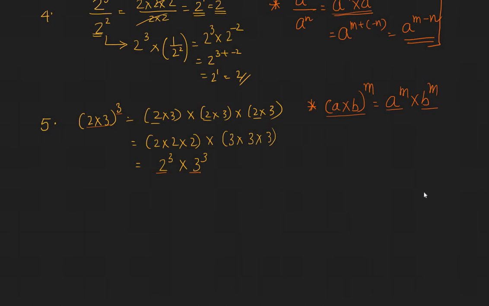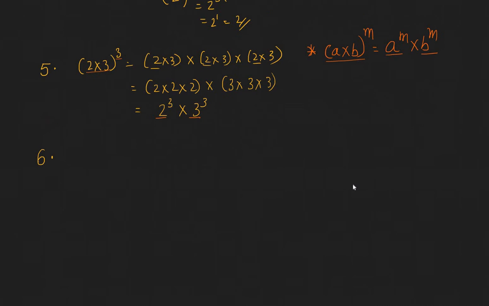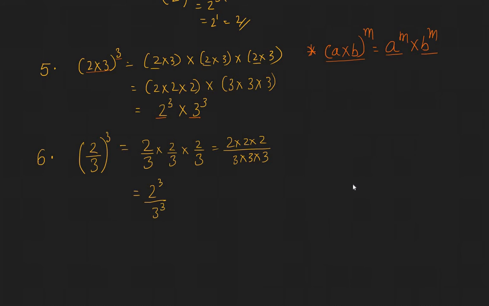Okay, so here is the next example. If you have 2 by 3 power 3, this is nothing but 2 by 3 into 2 by 3 into 2 by 3. That is equal to 2 into 2 into 2 divided by 3 into 3 into 3. Or in other words, this is nothing but 2 cubed by 3 cubed, or I can also say it's 2 cubed into 3 power minus 3, right? Anything in the bottom, I can say like this. Okay, so pause the video here and try to write the generalized form.